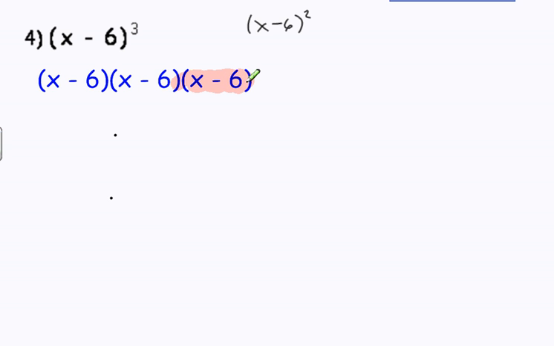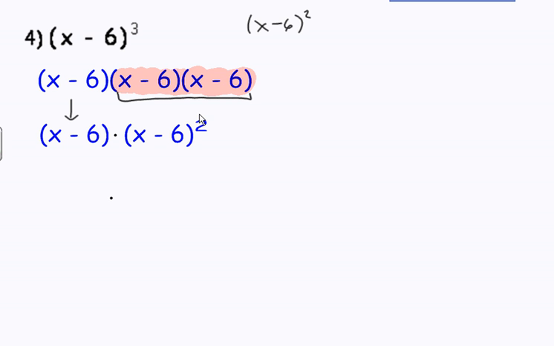But if I group together 2 of them, I could actually say I have x minus 6, this expression over here, and it's being multiplied by the square of a binomial. In other words, it's x minus 6, this one here, and then these factors here are really the square of a binomial. Now the reason I do this is because this is going to help us use the shortcuts we learned in class.